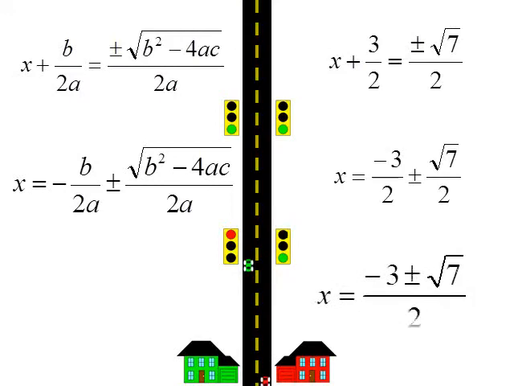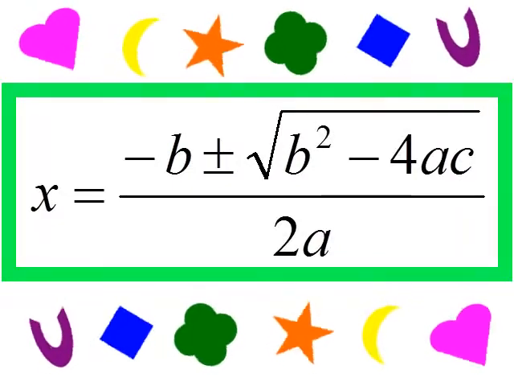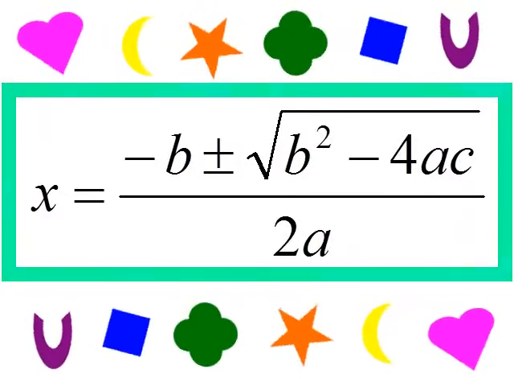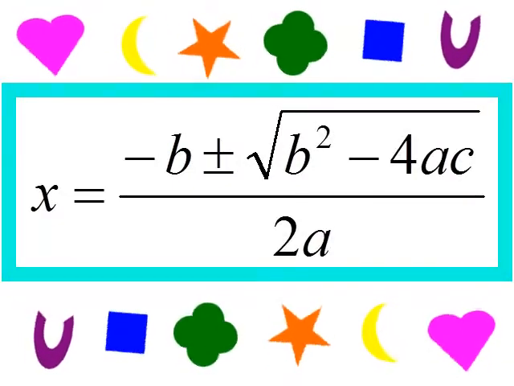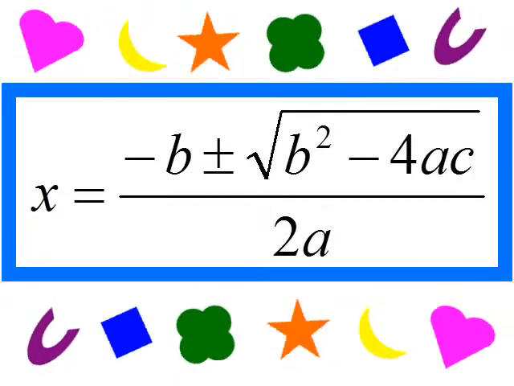When we combine the fractions on the right, we get negative 3 plus or minus root 7 over 2, and when we combine the fractions on the left, we get this thing. Negative b plus or minus the square root of b squared minus 4ac all over 2a. That is the quadratic formula. You should write it down. You should memorize it. You should write it at the top of your homework whenever you do it.